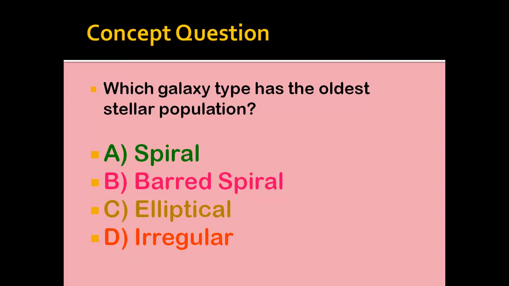Okay, so just a little bit of review here for you. Concept question. Which galaxy type has the oldest stellar population? So think about old stars. What color are old stars? That might help you. Is it the spirals, the barred spirals, the ellipticals, or the irregulars? So which galaxy type has the oldest stellar population? Take a minute and think about that.